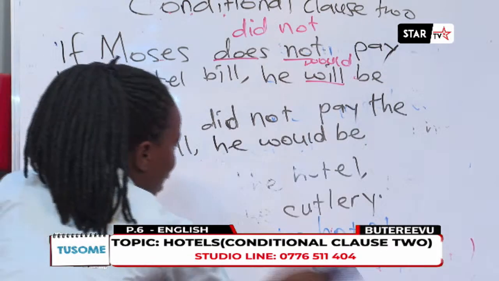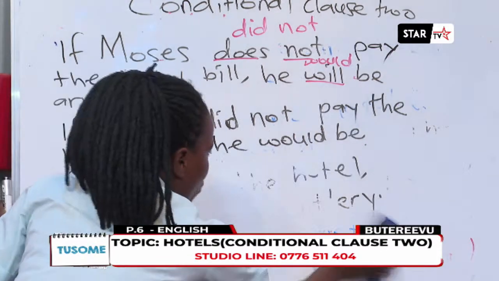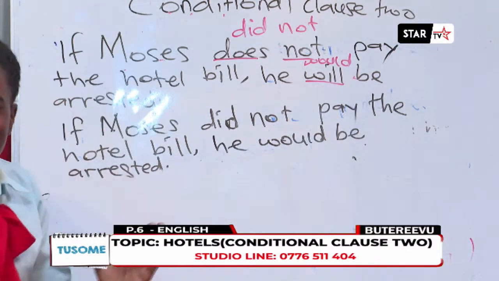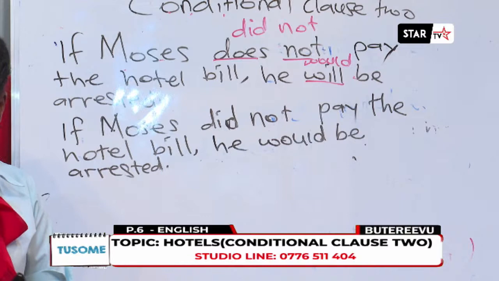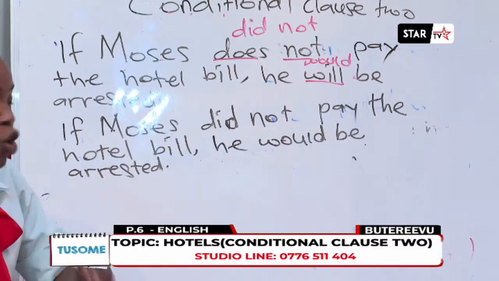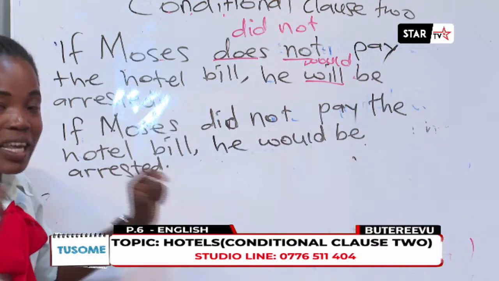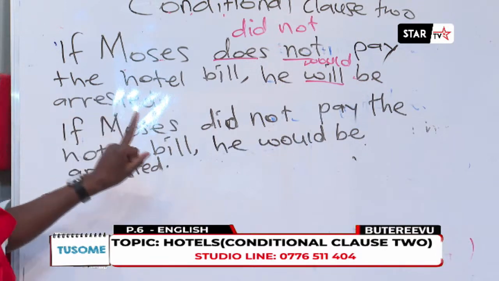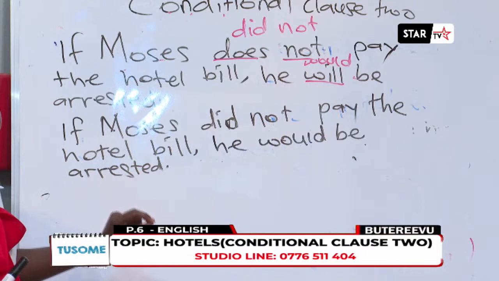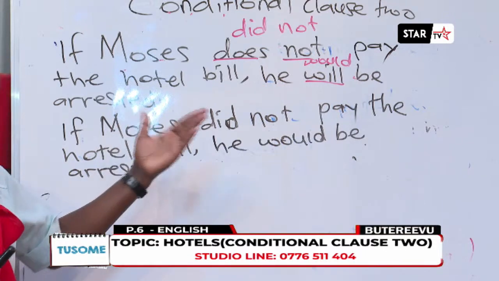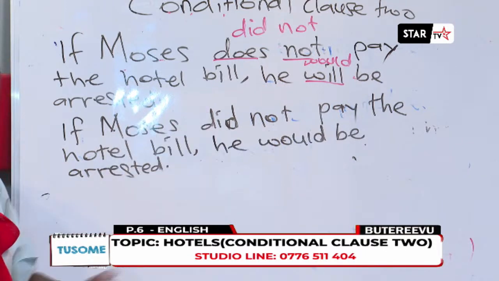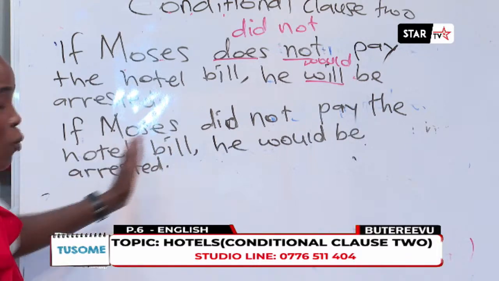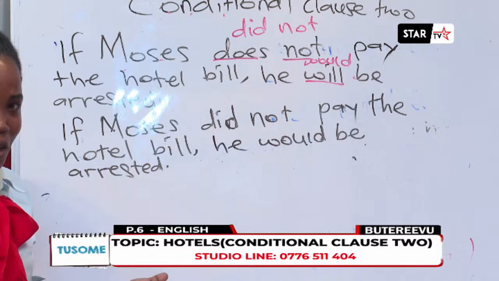As I told you before, you can take time and look at my answer. When you look at this answer, you can remember what I've just told you. In this conditional clause 2, the speaker is imagining what would happen if at all the condition was fulfilled. Still, when you look at our answer, someone is imagining what would happen if at all Moses never paid the hotel bill. Let's go ahead, but before we continue, still we can use if within the sentence.